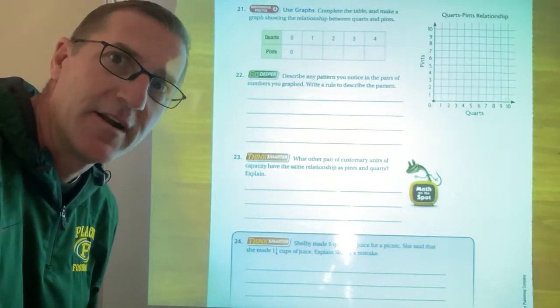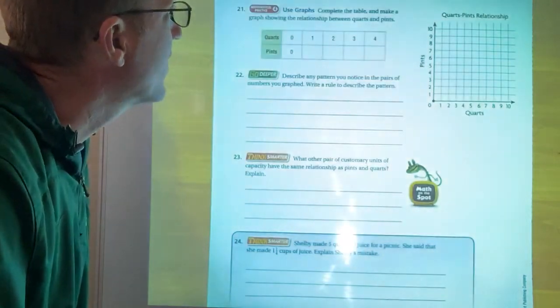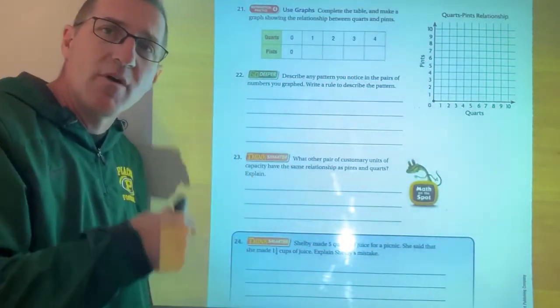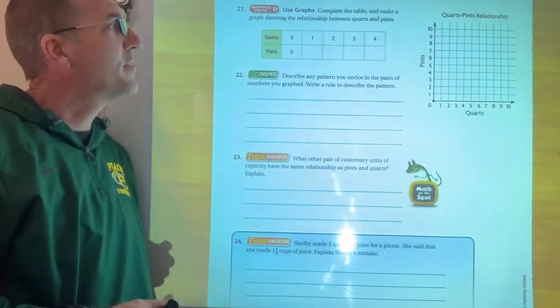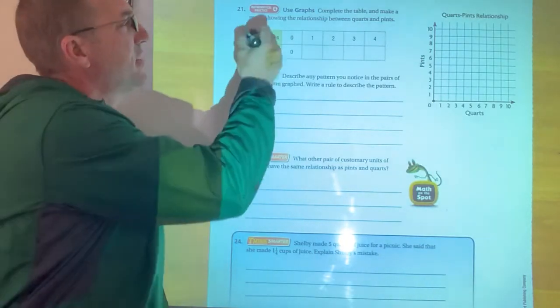All right, we're here. Last page. So let's take a look. We're going to graph. This is tying back into what we did in the last chapter, chapter 9. What's bigger, quarts or pints? These are bigger.